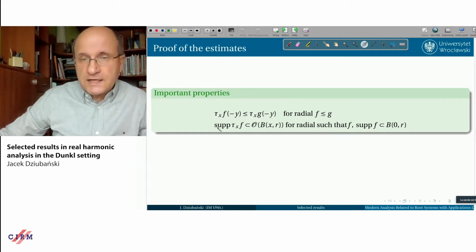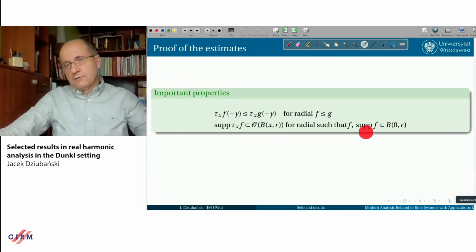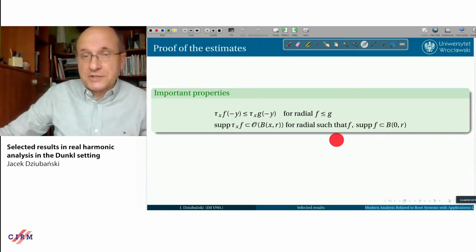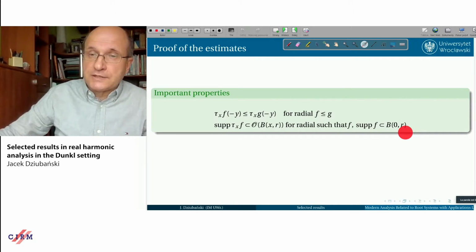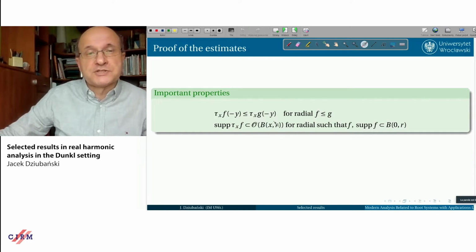And the second property is the following. We take a function f which is radial, supported by a ball with center at the origin and radius r. Then the support of the translated function is contained in the orbit of the translated ball. So x is the vector of translation, we take the ball at center x and radius r, and we take the orbit of this ball, and the support of the translated function is there.